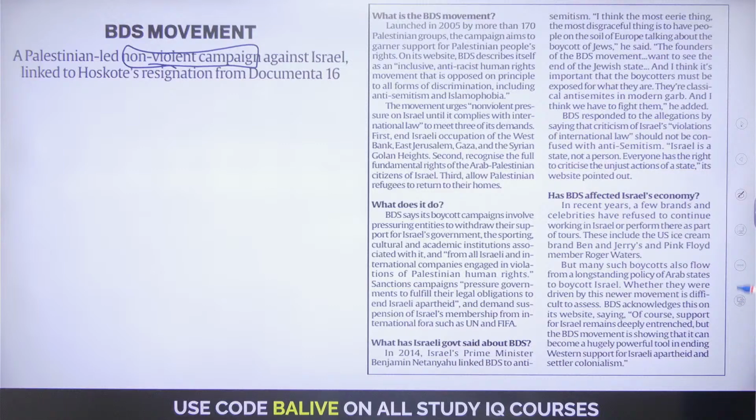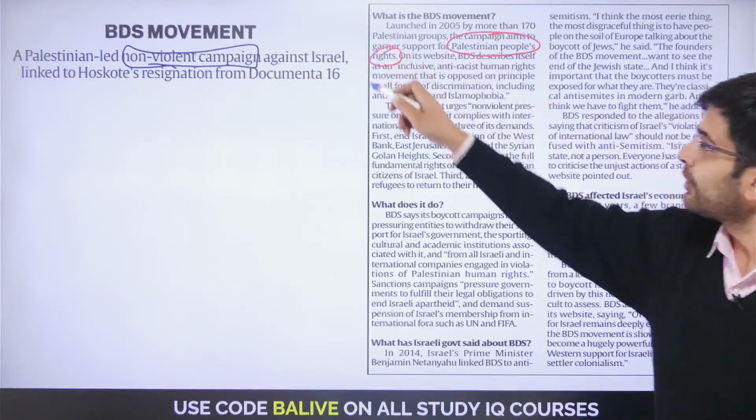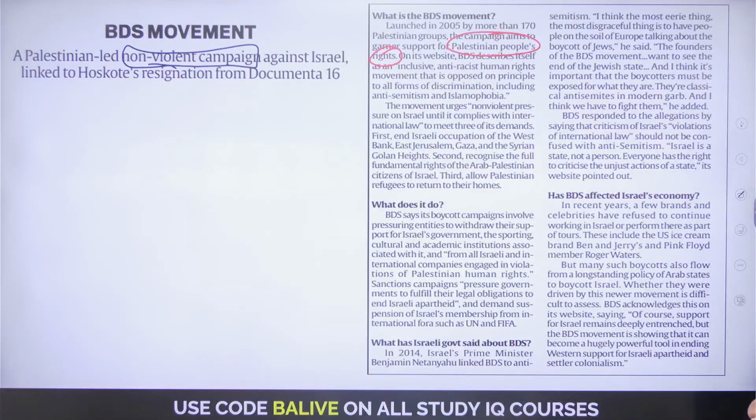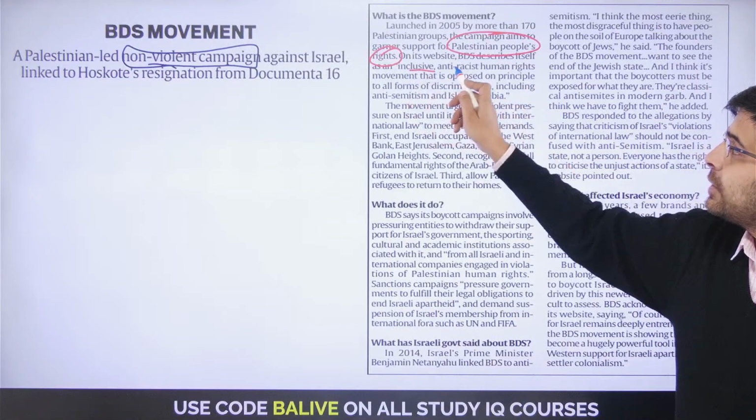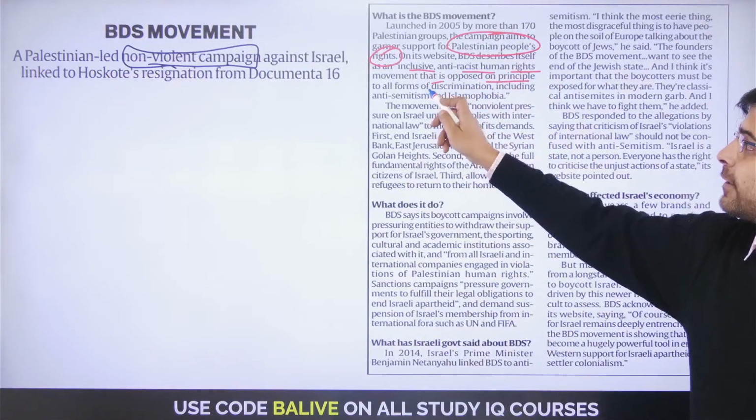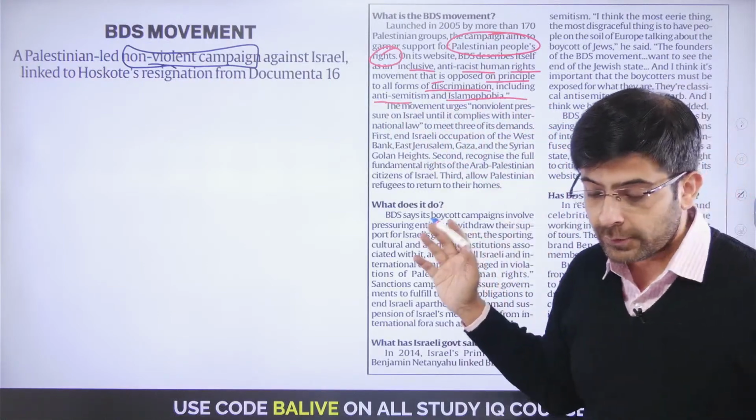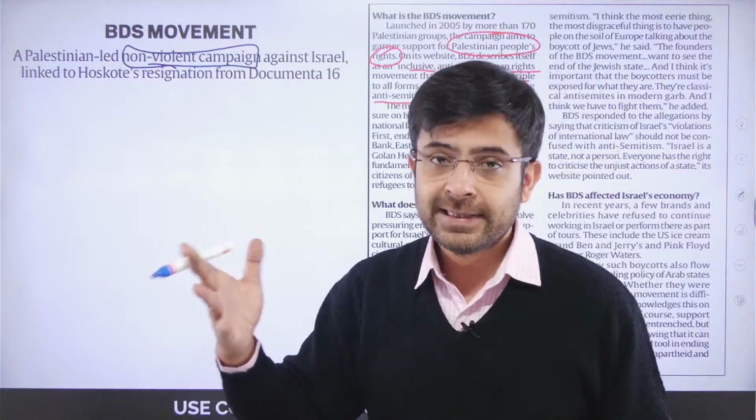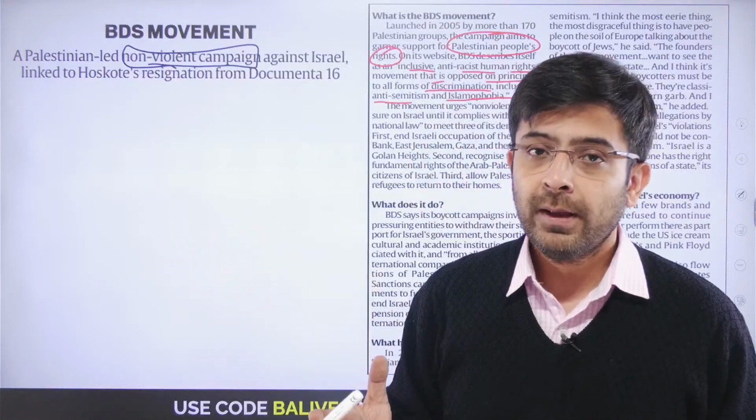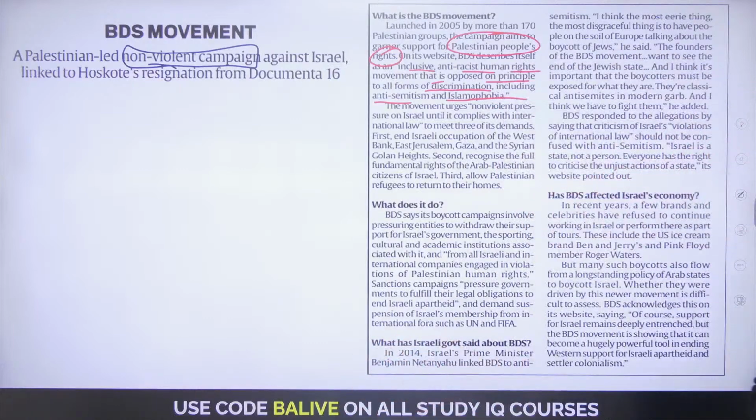So the entire aim of the campaign, and I want you to look at the key lines here, is to garner support for the Palestinian people's rights. Now, how do they define themselves? They say it is an inclusive, anti-racist human rights movement that opposes discrimination, including anti-Semitism and Islamophobia. So they are against discrimination, they are saying, and they want to stand up for the rights of the Palestinian people. So far, so good.